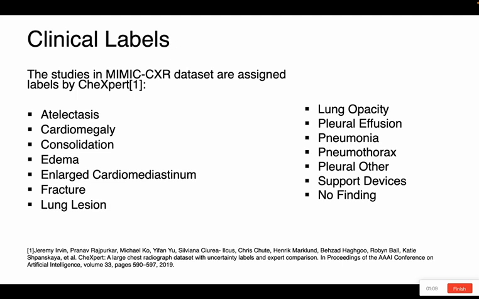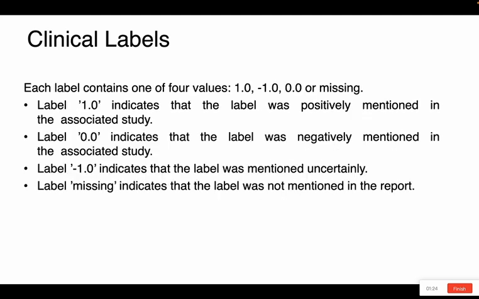To understand the metrics, first I'm going to introduce a labeler tool. We use the CheXbert labeler to label the generated text and the reference text with 14 different categorical variables. These labels are assigned different values. Label 1 indicates that the label was positively mentioned. Label 0 indicates that the label was negatively mentioned. Label -1 indicates that the label was mentioned uncertainly. Label missing indicates that the label was not mentioned in the report.